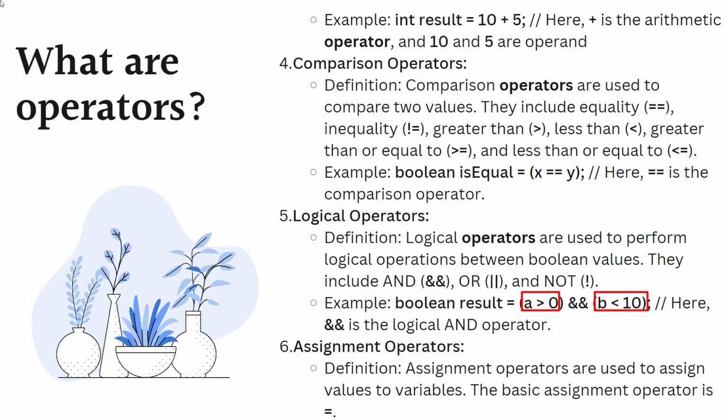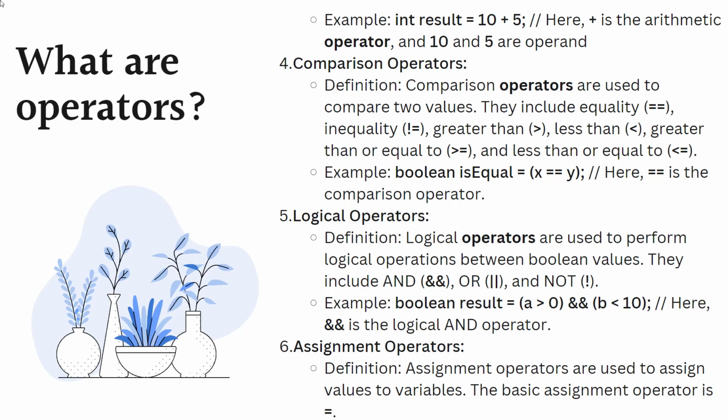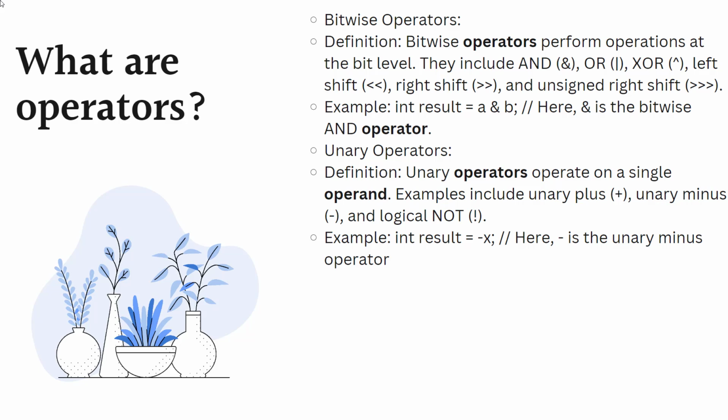Assignment operator. Assignment operators are used to assign values to variables, and we already looked at the basic assignment operator, which is the equals sign, which assigns what is on the right to the variable on the left. We have bitwise operators. Bitwise operators perform operations at the bit level. They include AND, OR, XOR, left shift, right shift, and unsigned right shift. You have the example int result = a & b. Here the ampersand sign is the bitwise AND operator.